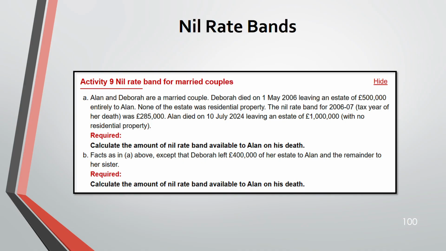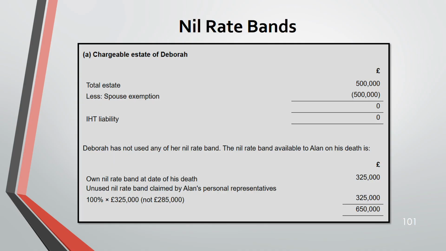Now, activity 9. When the entire estate is in the spouse's hand, everything comes under spouse exemption, nothing is taxable. So the nil rate band would be one of his own because nothing is utilized, and the other one is claimed by Alan's personal representative. One at his death, the other one is claimed by Alan's personal representative, the unused amount, so 650. Remember, this unused portion, you should always multiply with 325,000.